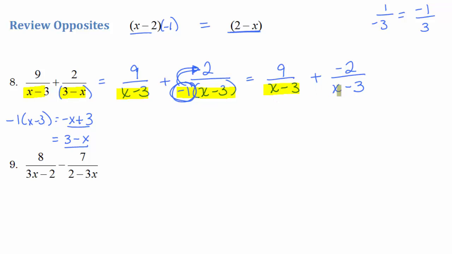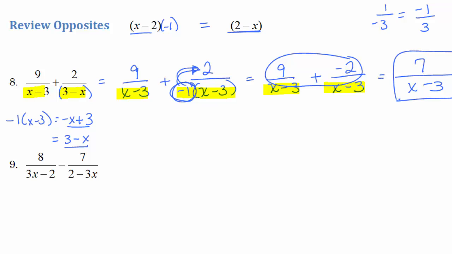Why did I do all of that? Because you have to have the same denominator in order to add and subtract. Now I keep the denominator. Now I have a 9 plus a negative 2, which is positive 7. And I'm done. Nothing else you can do about that. x minus 3, can't divide by 7, that's it.